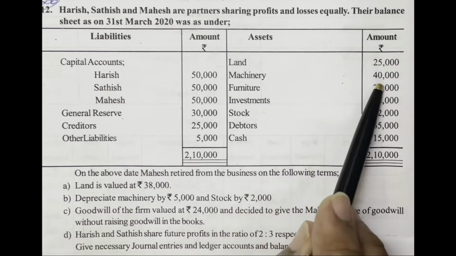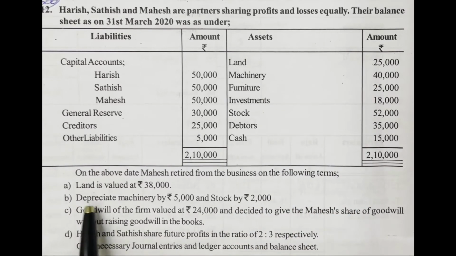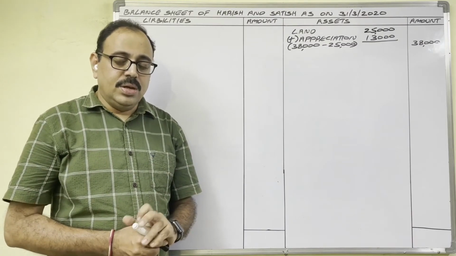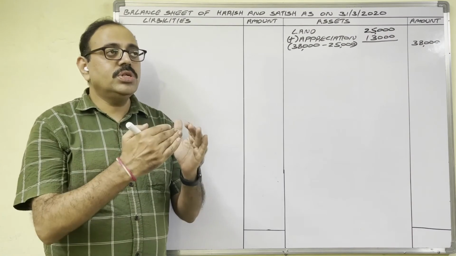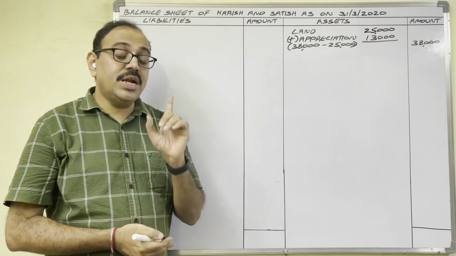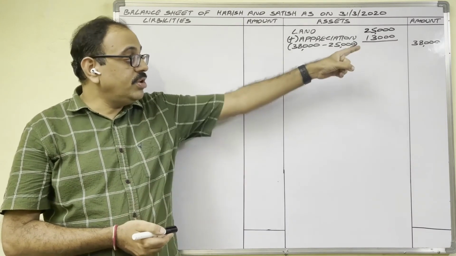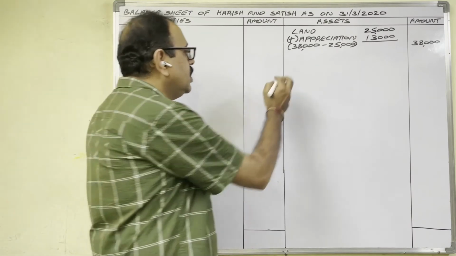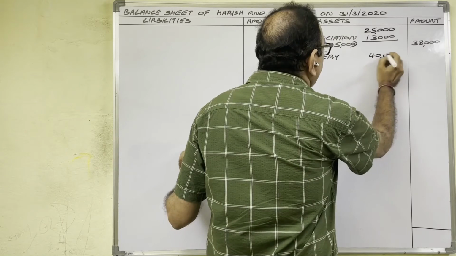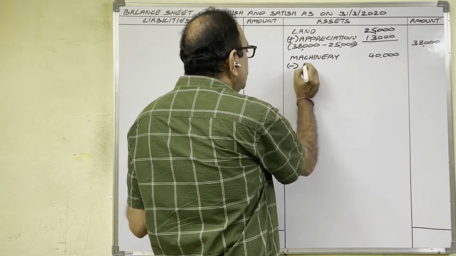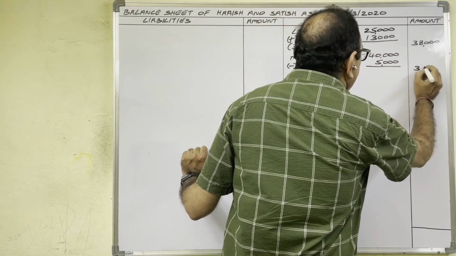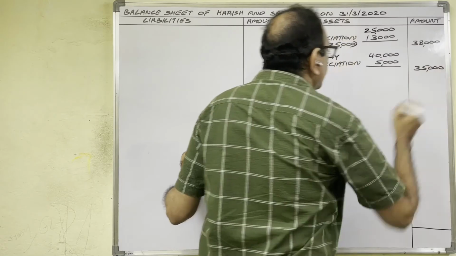Next, machinery 40,000 rupees. Adjustment is given. Depreciate machinery by 5,000. Machinery cost price is 40,000. And the adjustment says that 5,000 value is depreciated. 5,000 is decreased. So market price is 35,000 rupees. Market value only we should show here now. How does that 35,000 come? Machinery in the inner column cost price 40,000 minus depreciation 5,000. In the outer column market value 35,000 rupees.